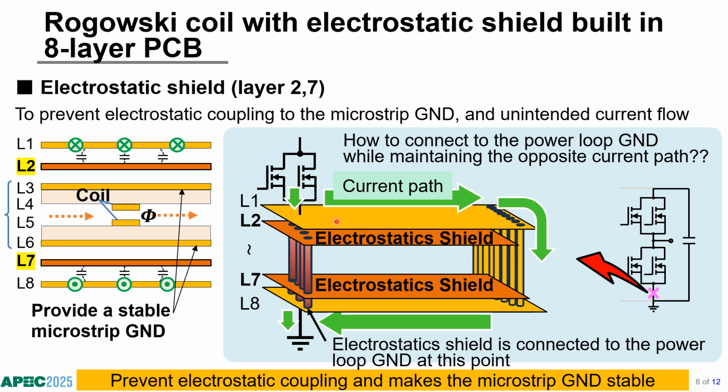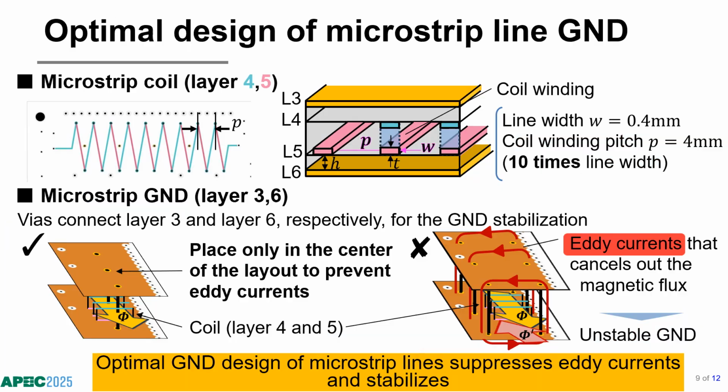In order to maintain the opposite current path, the electrostatic seal is not connected to the first layer but to the 8th layer. The electrostatic seal prevents electrostatic coupling and makes the microstrip ground stable. The second approach is optimal design of the microstrip line ground.